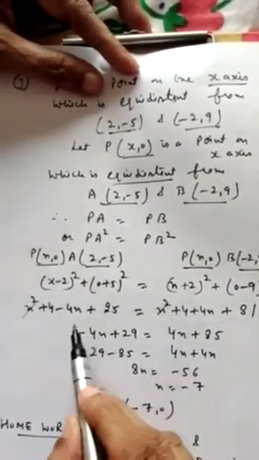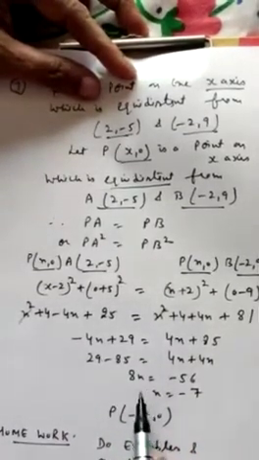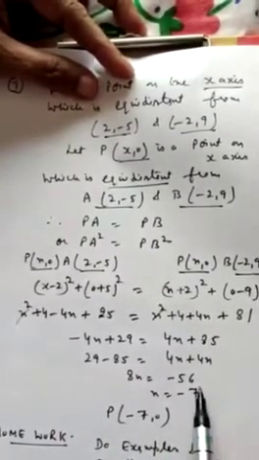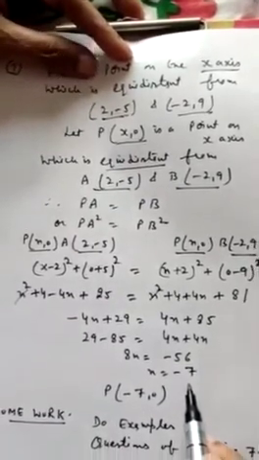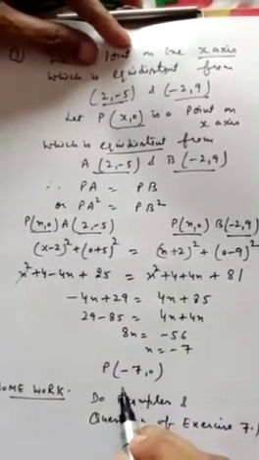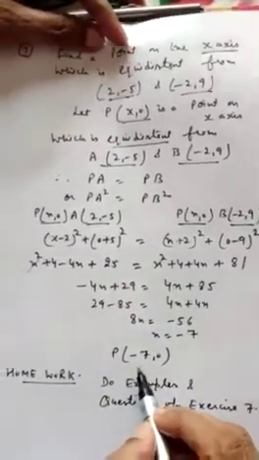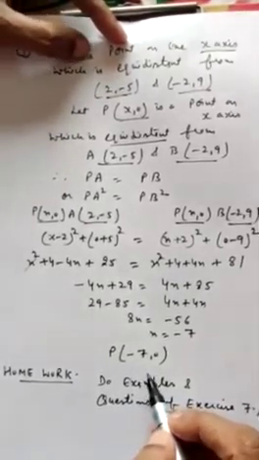X square cancels from both sides. After simplification, we get 8x is minus 56, or x is minus 7. Because the point was on the x-axis, the y coordinate is 0. So the coordinates of the point are (minus 7, 0), which is equidistant from A and B.